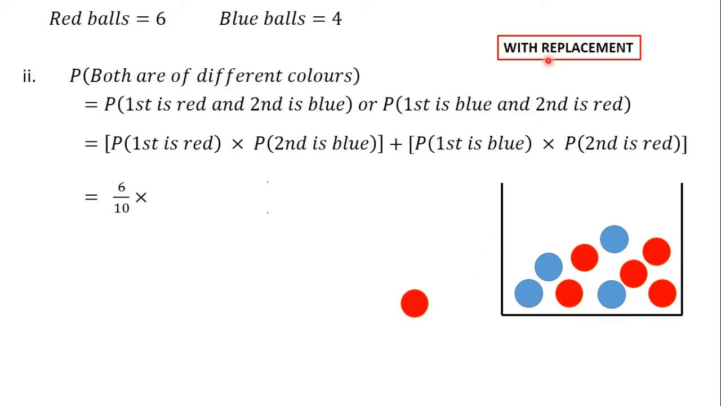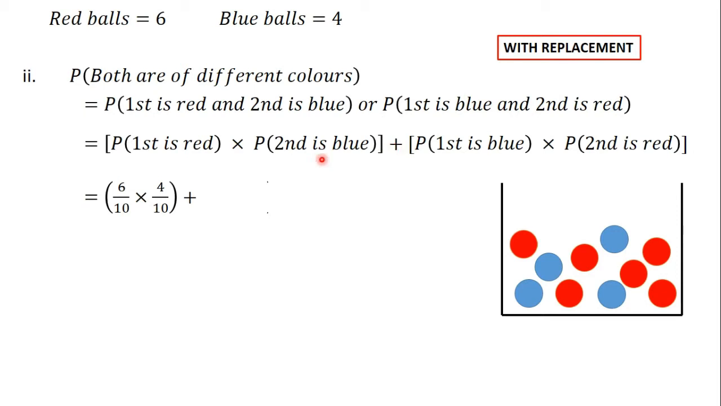But because we are selecting with replacement, we will drop the first ball back into the box. Then we will select the second ball. So before we select the second ball, we have 4 blue balls in the box and a total of 10 balls. Remember, we are looking for the probability that the second ball is blue. So it's going to be the number of blue balls in the box, which is 4, divided by the total number of balls in the box, which is 10. So this is for the first case. Probability that the first is red and probability that the second is blue. You have 6 divided by 10 times 4 divided by 10.